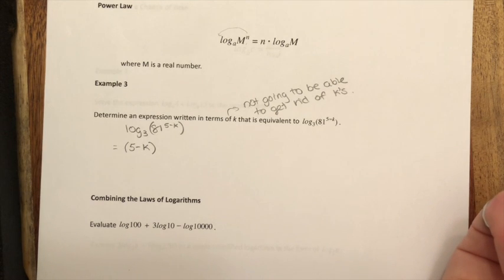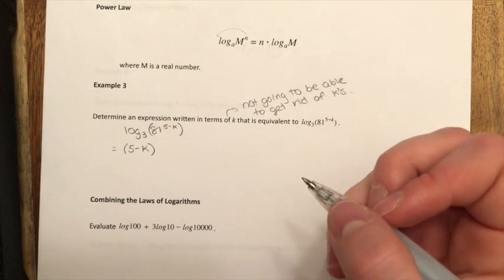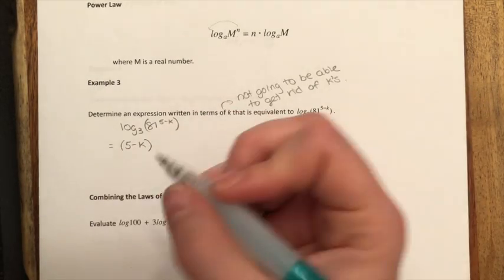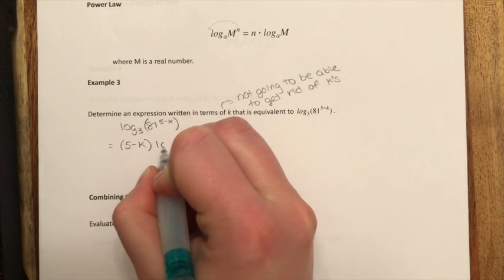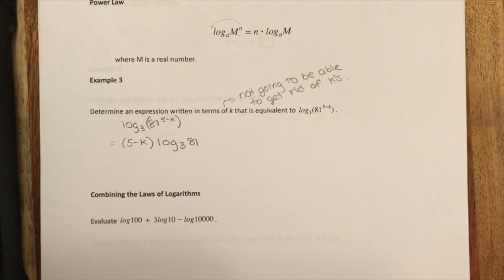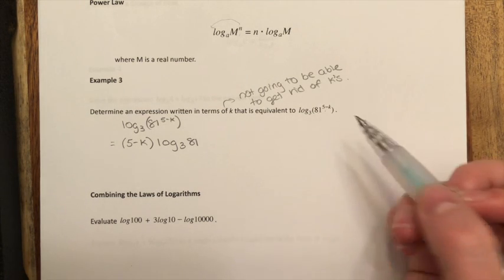Otherwise, your BEDMAS would screw things up and you wouldn't actually get the right answer. So those need to go in brackets to make sure that you distribute properly. So that 5 minus k is going to come down in front, and then we're going to have log base 3 of 81.